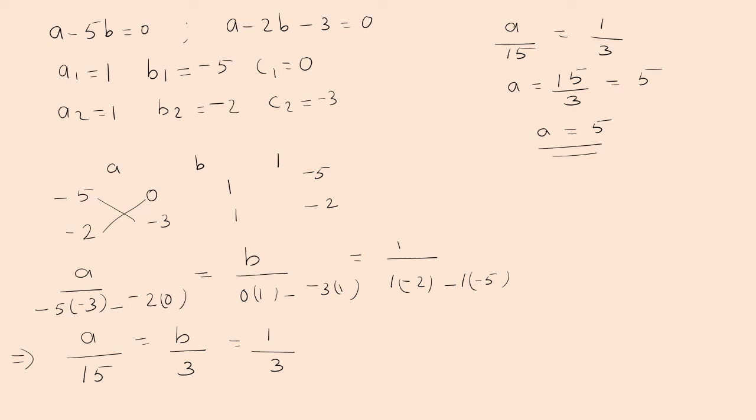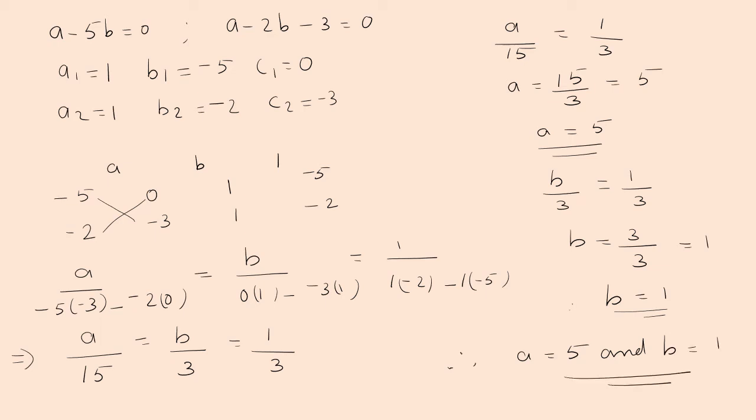Now the second term, that is b upon 3 equal to the last member, that is 1 upon 3. That is b equal to 3 multiplied by 1, that is 3 upon 3 equal to 1. Therefore, b equal to 1. So you are getting therefore a equal to 5 and b equal to 1 that you have to find in this question.